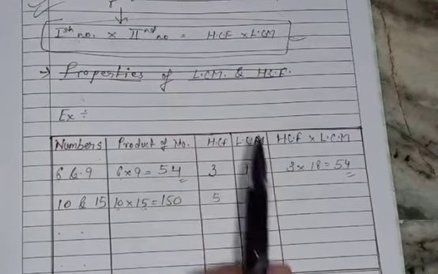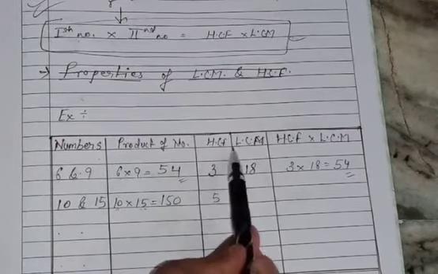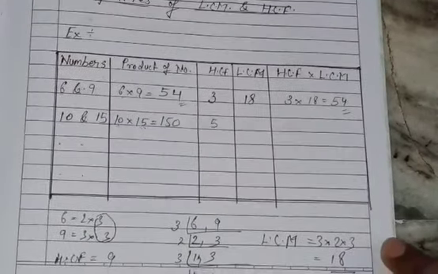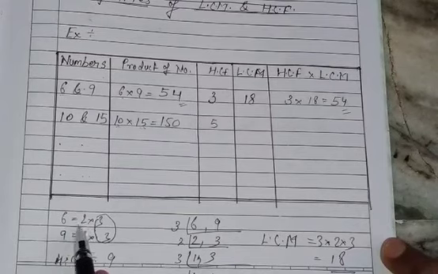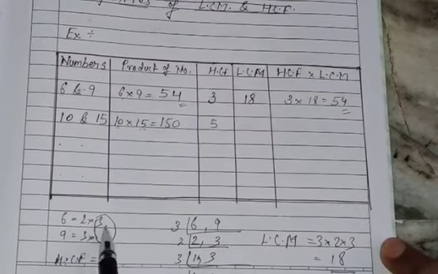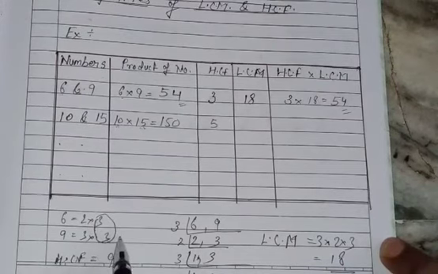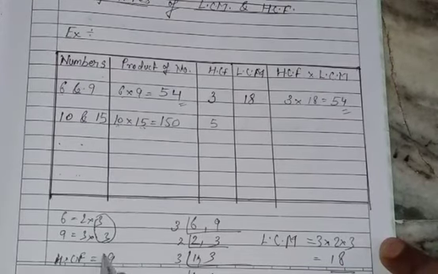And what is the HCF? You already know how to take out the HCF and LCM. So 6 can be written in the form of factors like 2 into 3, and 9 can be written as 3 into 3. So what is the common number? That is 3. So 3 is the HCF.